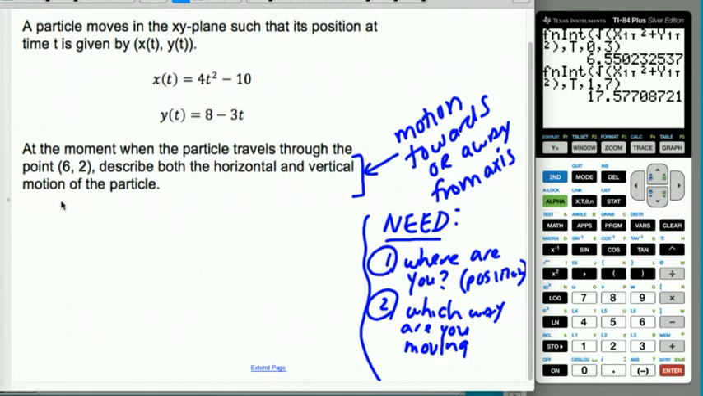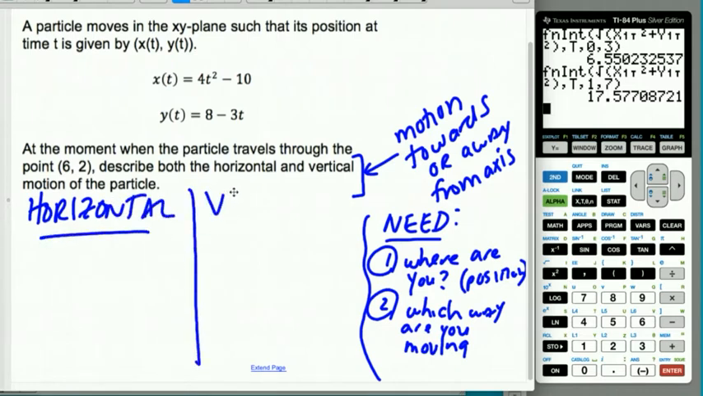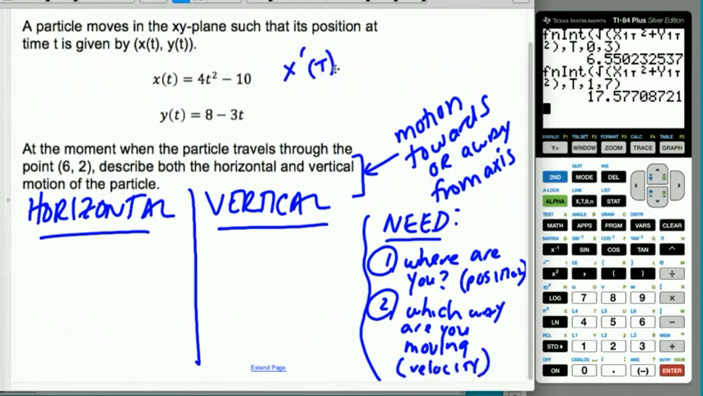So the first thing we can find is our position. We'll do horizontal and we'll do vertical, and I'm just going to organize these as two separate pieces of information. I'm going to need position, right, and I'm going to need velocity. Those are the two pieces of information I need for both. So because of that, I'm going to go ahead and find my x prime of t to be 8t and my y prime of t to be negative 3.